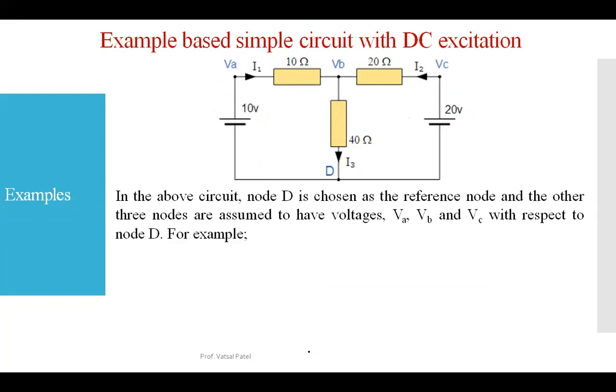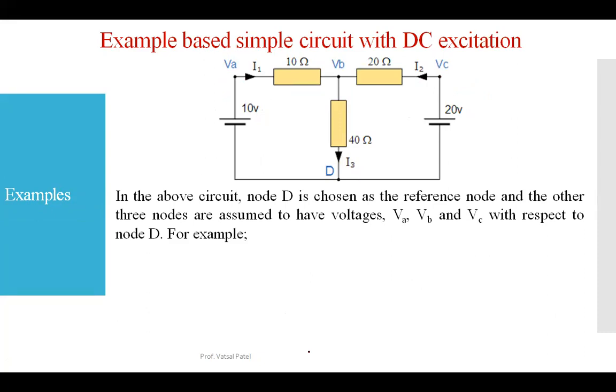Now, in this circuit, the node D is selected as a reference node, and the other three nodes are assumed to have the voltages VA, VB, and VC with respect to D point in the circuit.